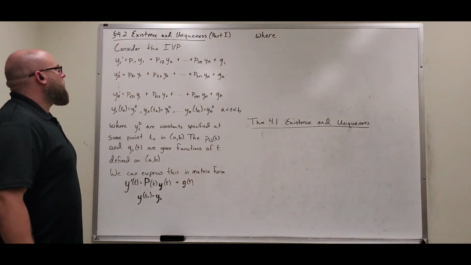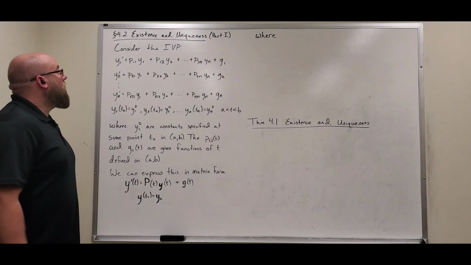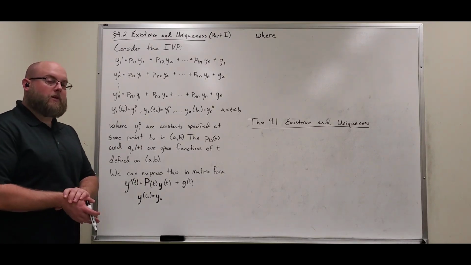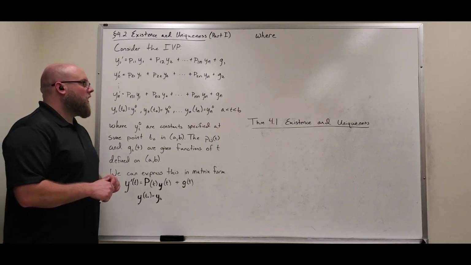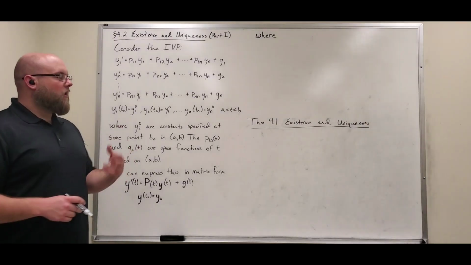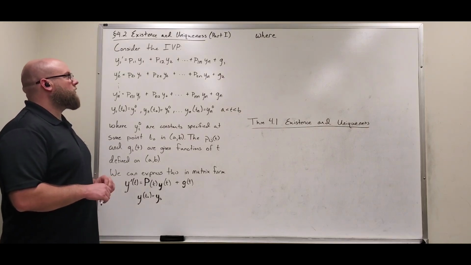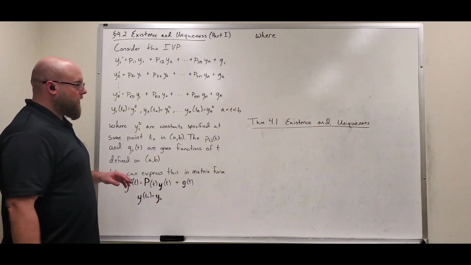So we're going to cover section 4.2 today. This is the existence and uniqueness. We have seen this before in chapters 2 and 3 when we were dealing with scalar linear equations and also nonlinear equations as well.